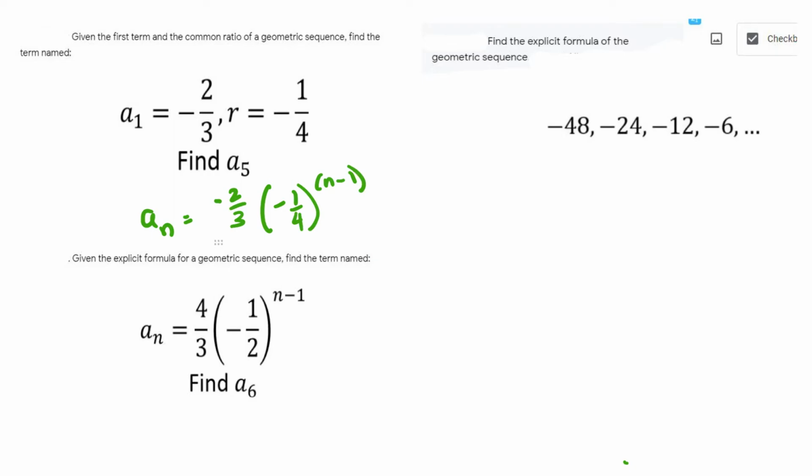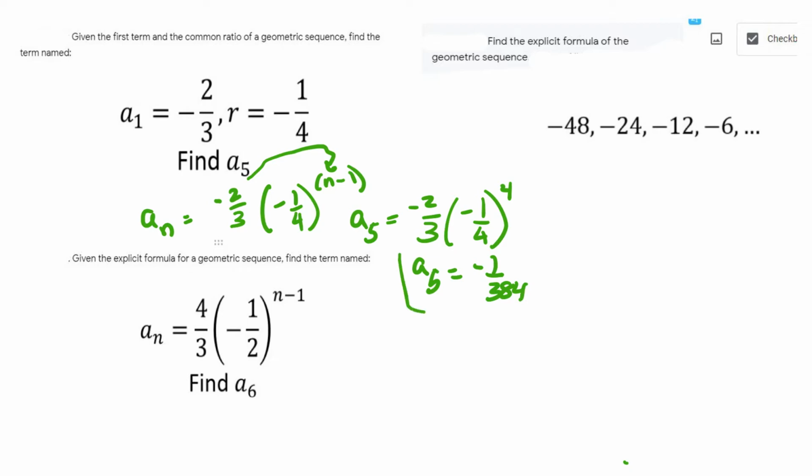Now it wants a5, so we plug in 5 for n, and we get a5 is equal to negative 2/3 times negative 1/4 to the 5 minus 1, which is 4. When I get that answer, I get a5 is equal to negative 1/384.